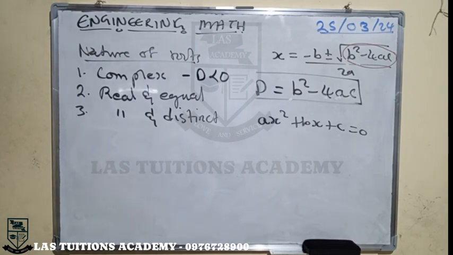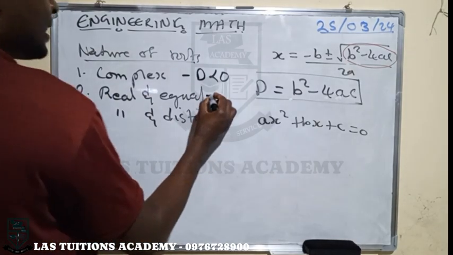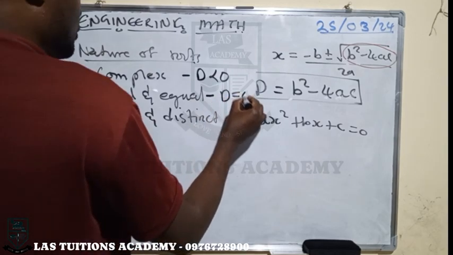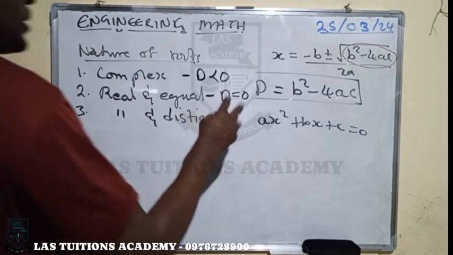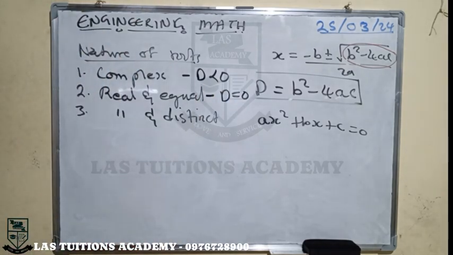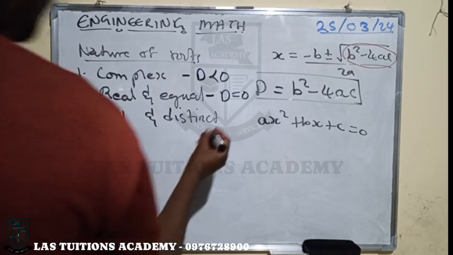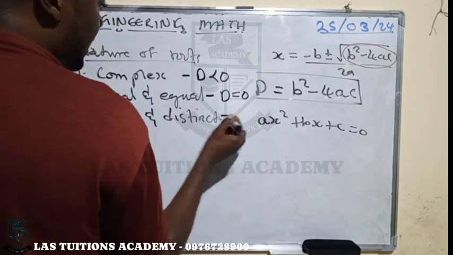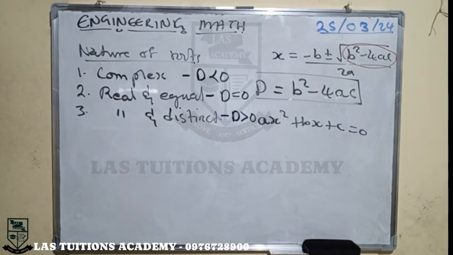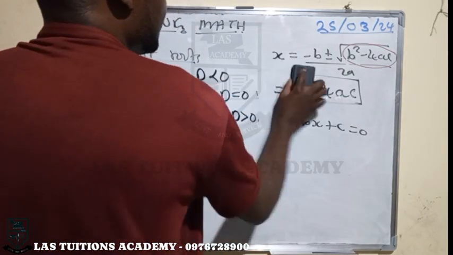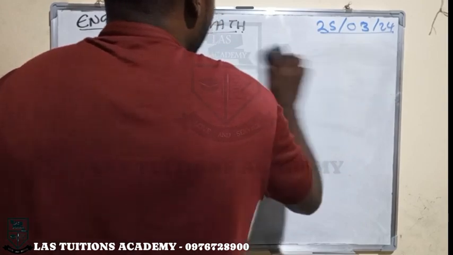Then if you get D is equal to 0, that simply means the roots are exactly the same. So you're going to have two roots, but they're exactly the same. You have x is equal to 1 or x is equal to 1. That's what you're going to get. Then for real and distinct, D is going to be greater than 0. When you get D greater than 0, it means you have real roots but different from each other, distinct. Real and different from each other. So this is what it means.